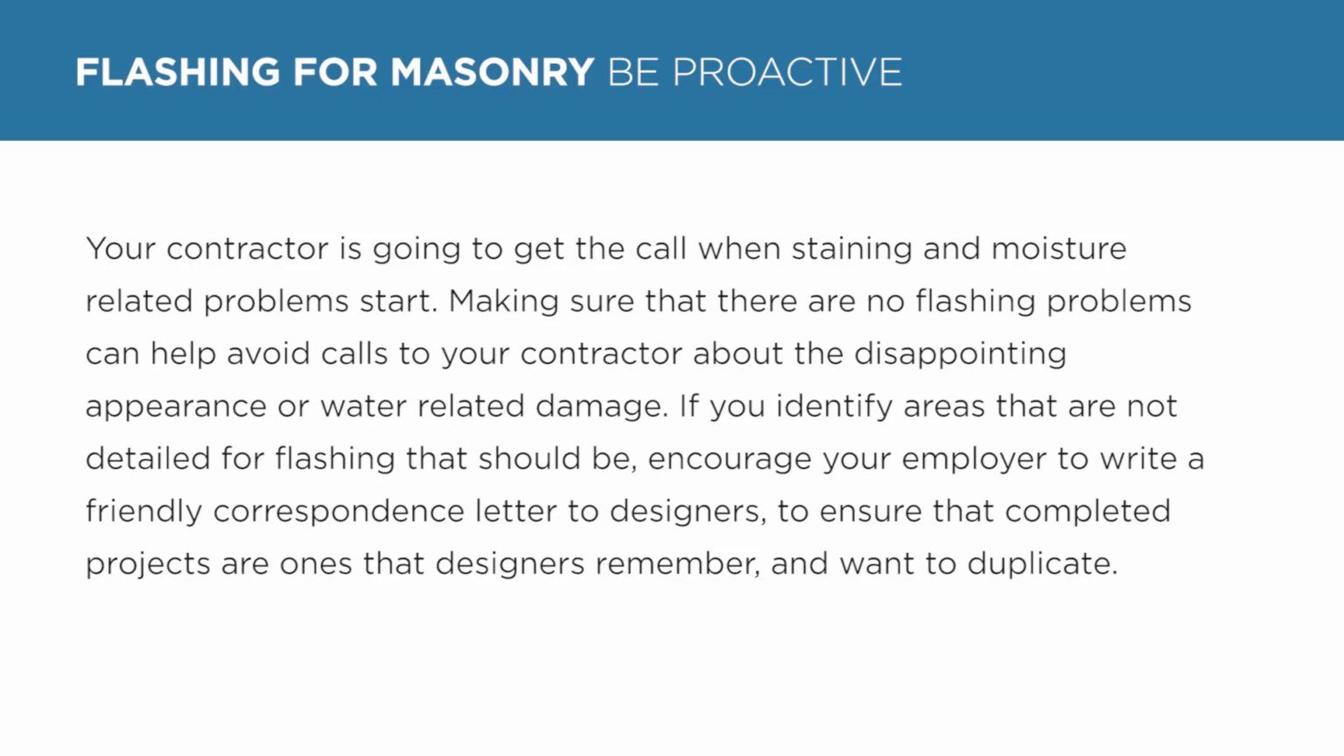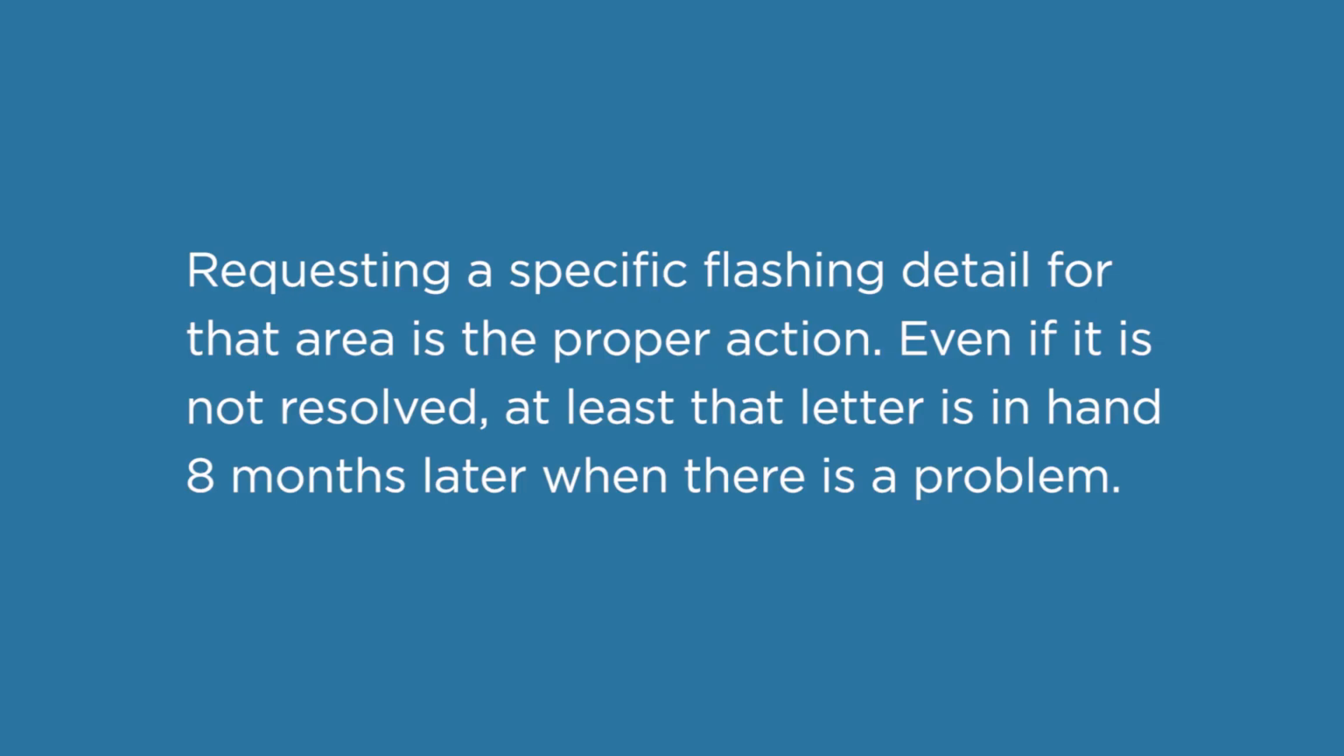Your contractor is going to get the call when staining and moisture-related problems start. Making sure that there are no flashing problems can help avoid calls to your contractor about the disappointing appearance or water-related damage. If you identify areas that are not detailed for flashing that should be, encourage your employer to write a friendly correspondence letter to designers to ensure that completed projects are the ones the designers remember and want to duplicate. Requesting a specific flashing detail for that area is the proper action. Even if it is not resolved, at least that letter is in hand 8 months later when there is a problem.